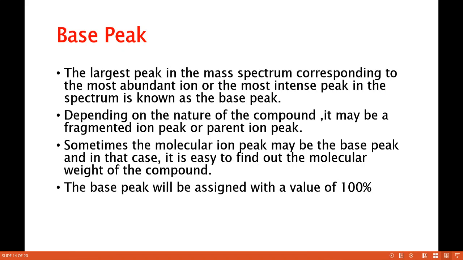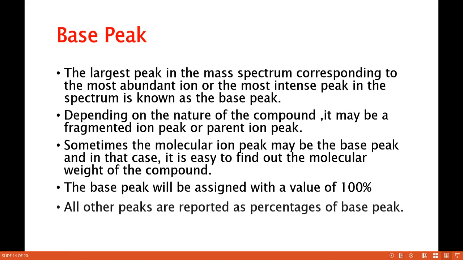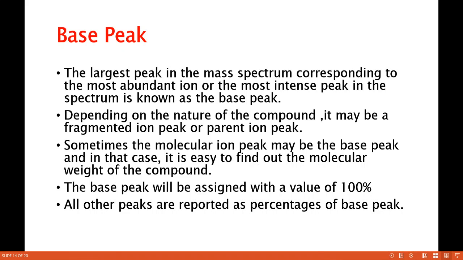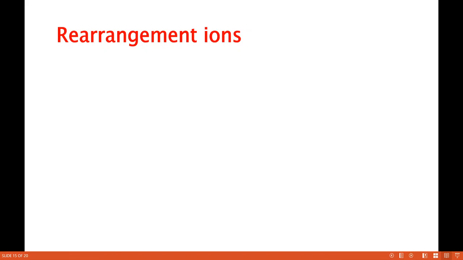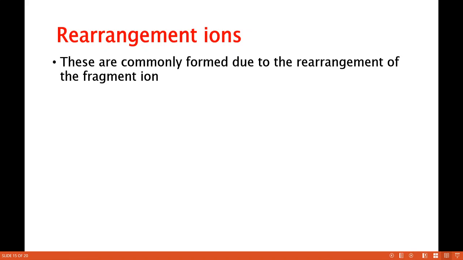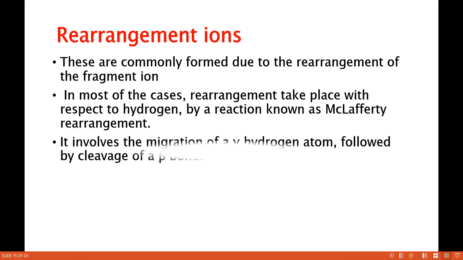The base peak is assigned the value of 100%, and all the other peaks are reported as a percentage of the base peak. That means according to this base peak, we can say the percentage of the other peaks. Then we see the next ion, that is the rearrangement ion. These ions are commonly formed due to the rearrangement of the fragment ion. In most cases, rearrangement takes place with respect to hydrogen by the reaction known as the McLafferty rearrangement.